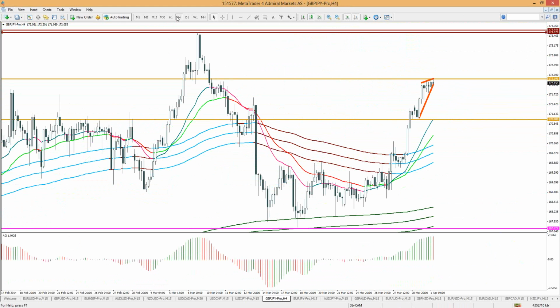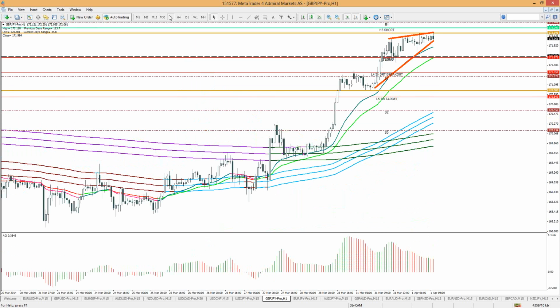So let's see. Just thinking, there was something in my mind I wanted to share with you about this pound yen, but now I don't remember, unfortunately. Well, anyhow, I guess you get the point.